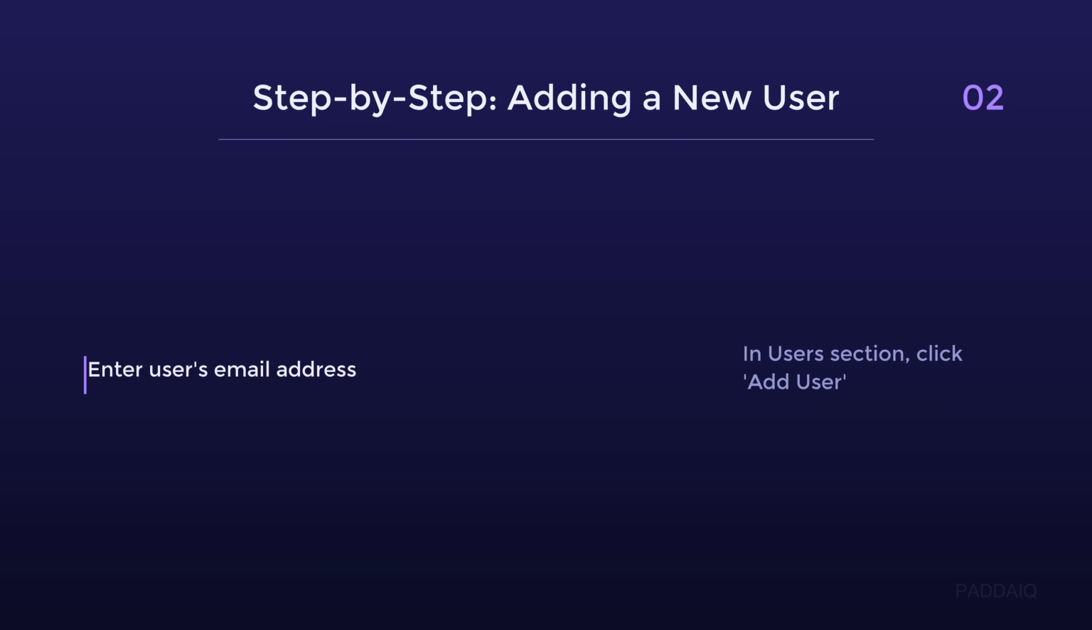Enter user's email address. This means typing the person's unique email, which will serve as their login ID for the system. For instance, when adding a new team member, you would enter john.doe@company.com. This step is fundamental for establishing their digital identity and access within the platform.